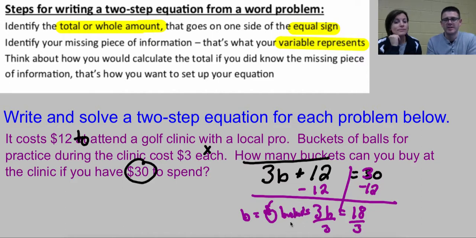There you go. My handwriting is really bad. Our answer actually makes sense. 3 times the 6 buckets will give us 18. 18 plus 12 is 30. We're good.